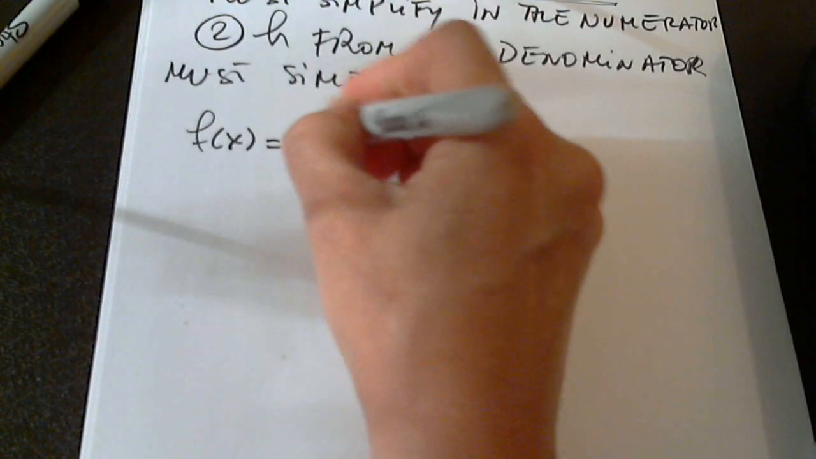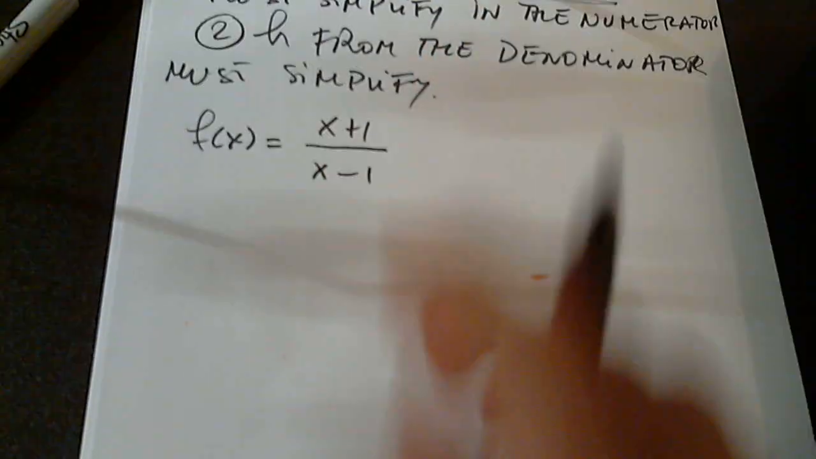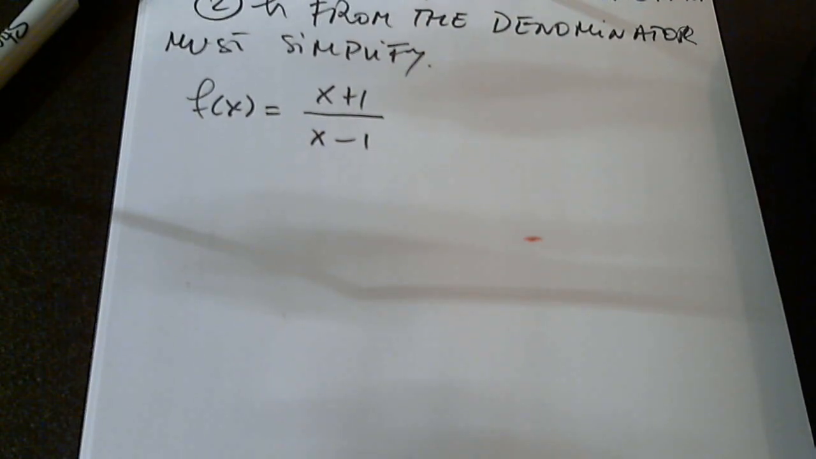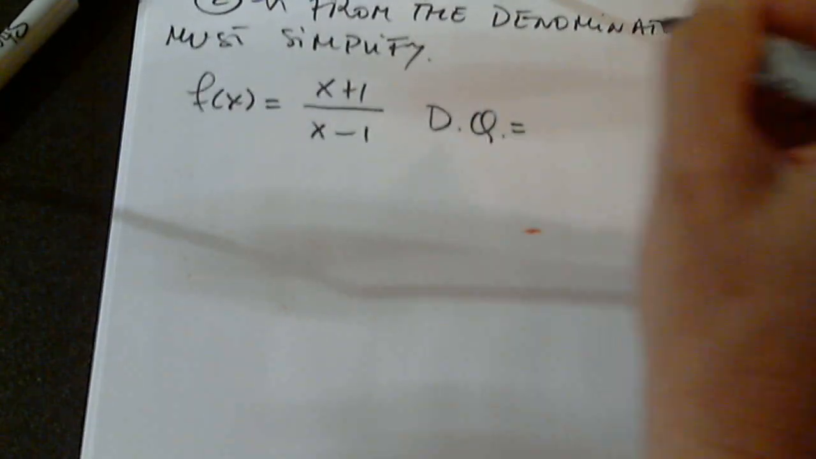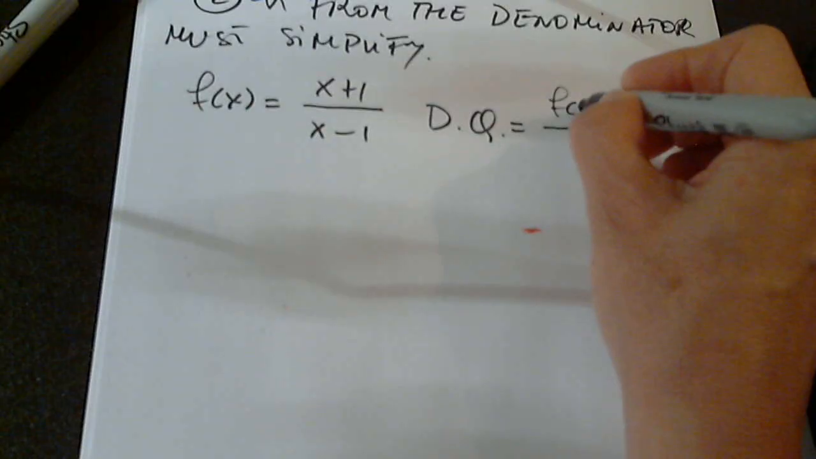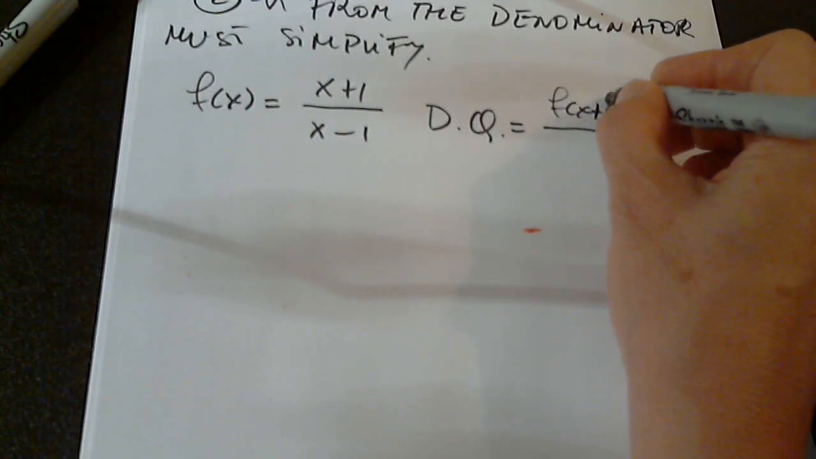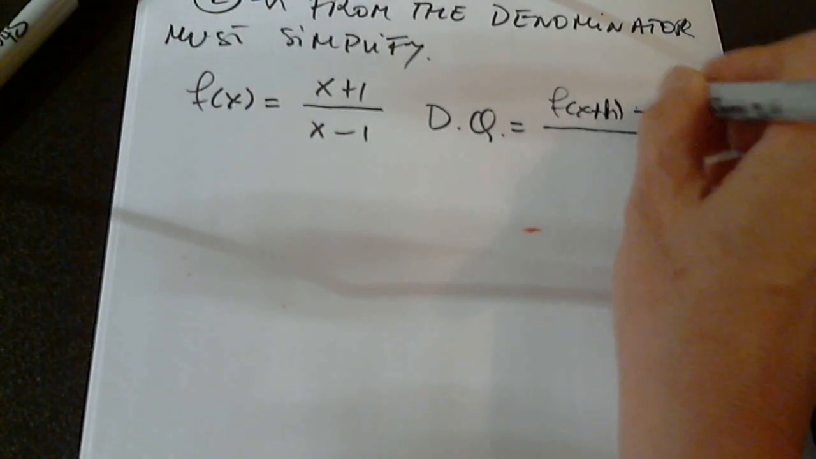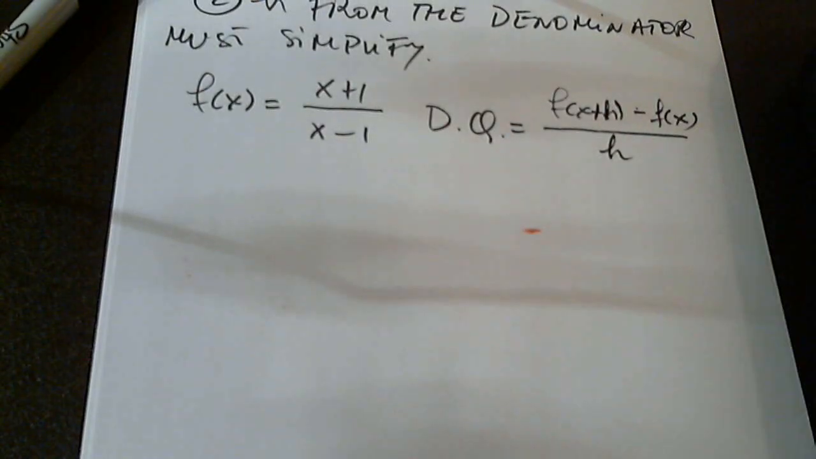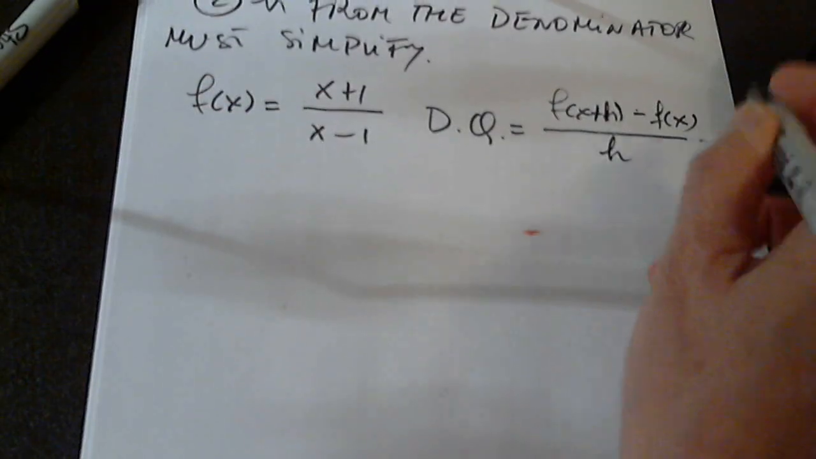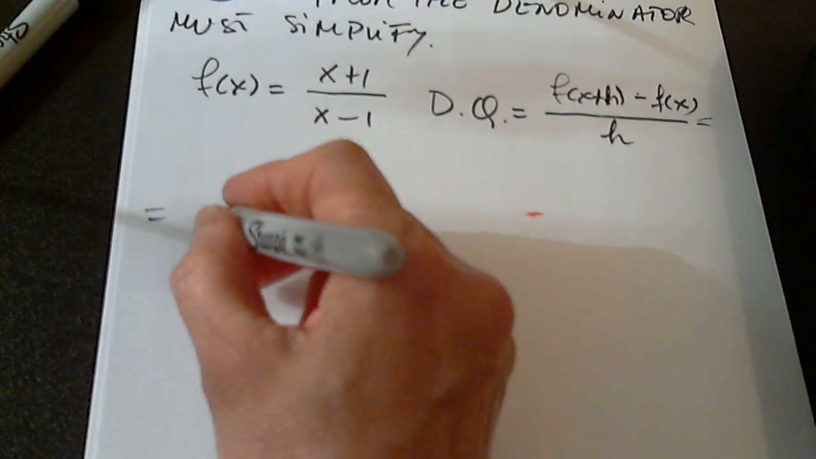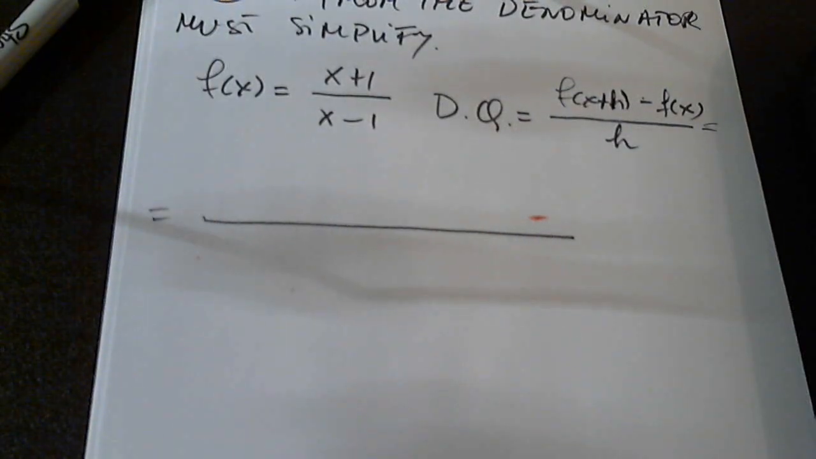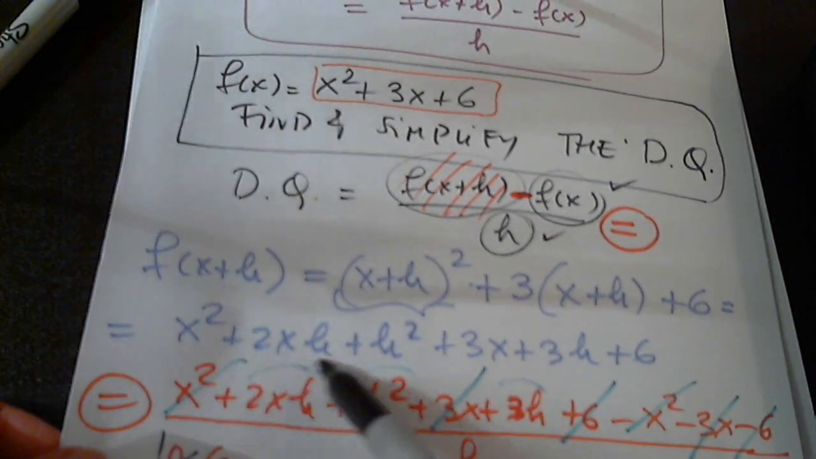Okay, so let's say x plus 1 over x minus 1. This is a rational function, a very simple rational function. Same question, find the difference quotient. So the difference quotient, as we know, is f of x plus h, minus f of x, divided by h. Okay, so I can continue directly. I don't have to work on this separately because it's much easier. Easier in the sense that it's not as long as this one was.